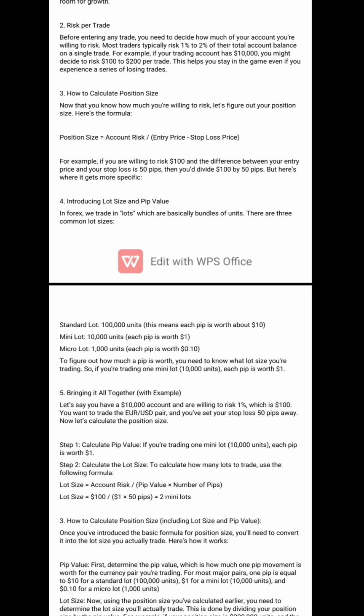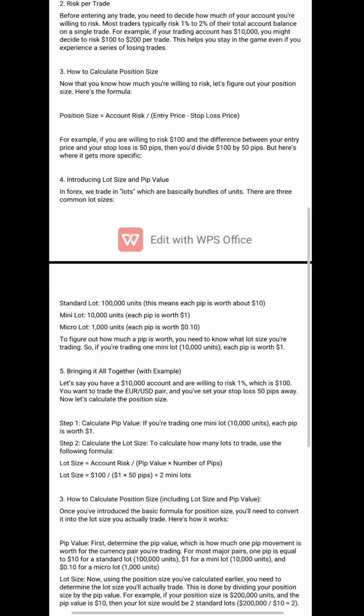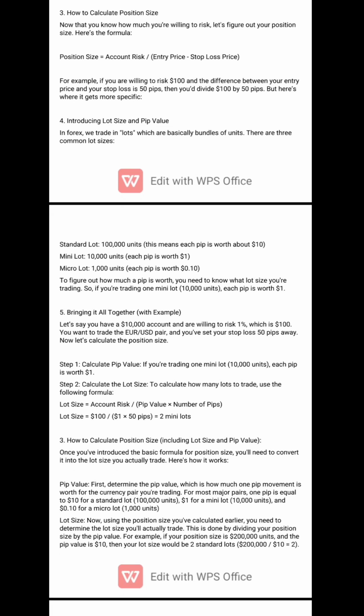We look at that. For example, if you are willing to risk $100, and the difference between your entry price and your stop loss is 50 pips, then you would divide $100, that's how much we are willing to risk, by the 50 pips, right? But don't worry, we'll look at the specifics.